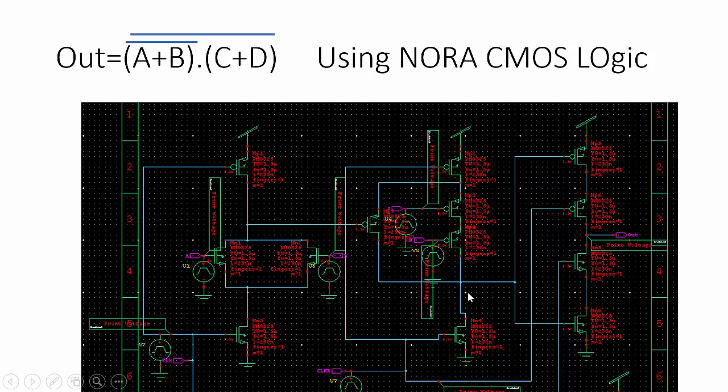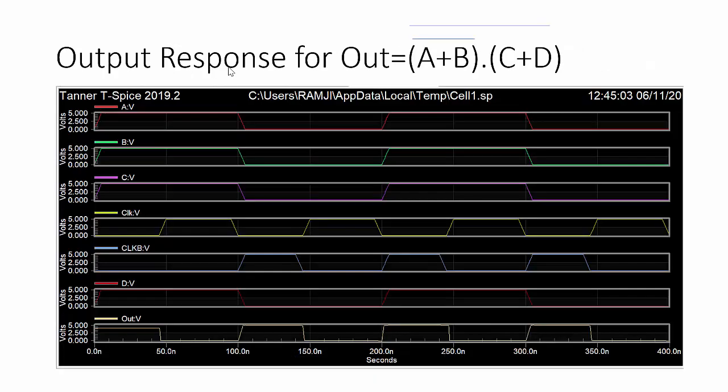Then we are taking the output, tapping this section out from here. Then we will be connecting this C square MOS logic. So this is the structure of this NORA CMOS for the function out equals (A plus B) whole bar into (C plus D) whole bar. Next we can see the output of this logic. We have the inputs A, B, C as well as D.